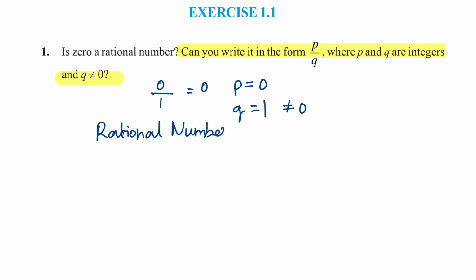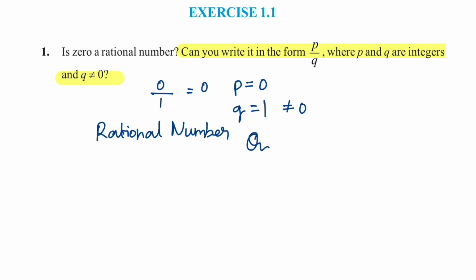I hope you remember the symbol for rational numbers is uppercase Q. So this is the answer to this question. There is not much that you can write as the answer. You just have to write that 0 can be expressed in the form 0 divided by 1, which obviously is 0, and here the value of p is 0, the value of q is 1, and since q is 1, it's not equal to 0, and hence 0 is a rational number. That is all the answer for this question.